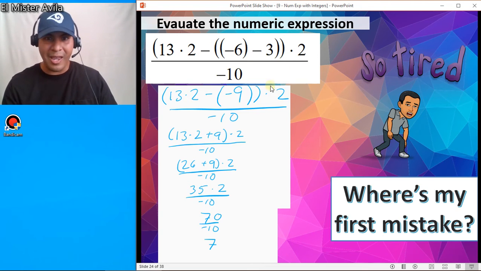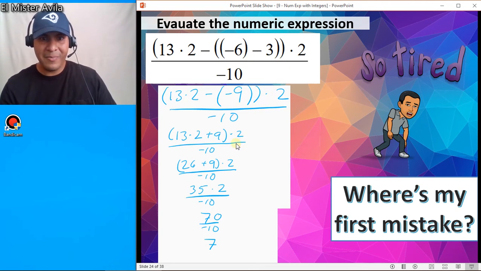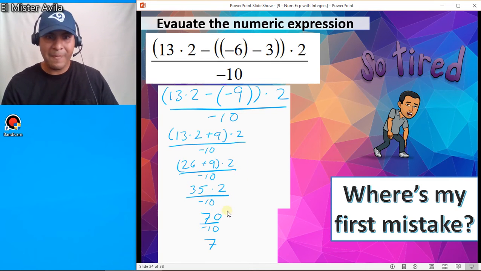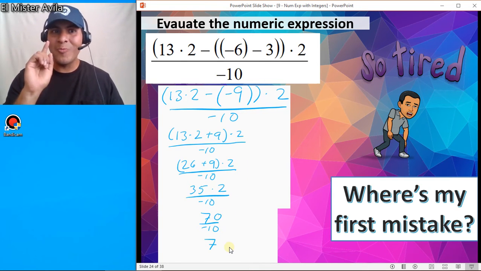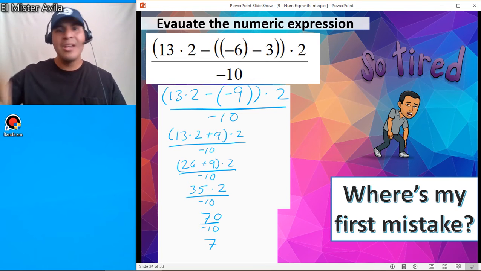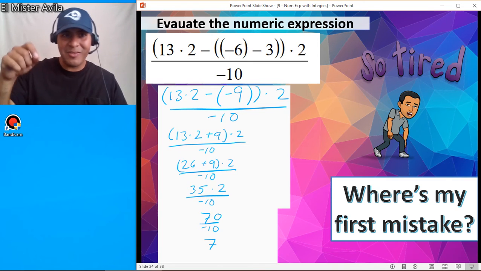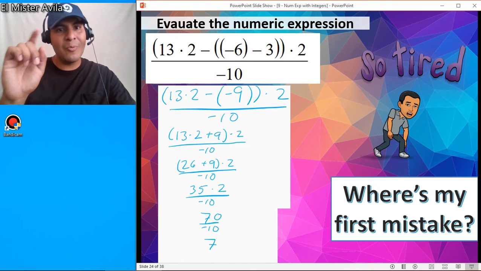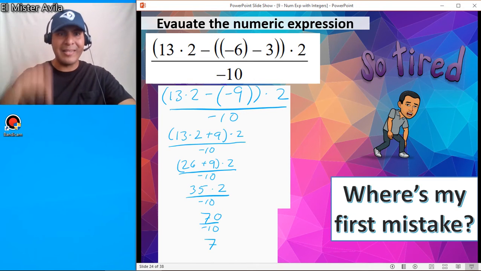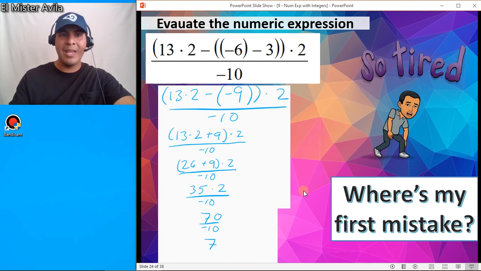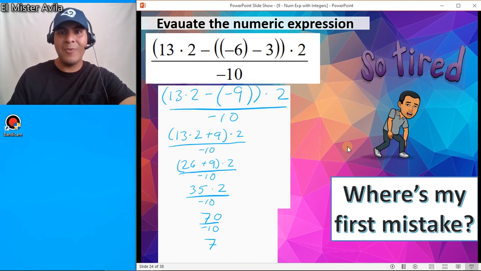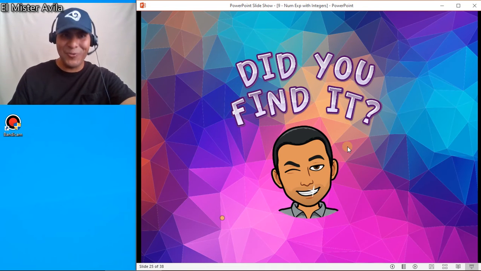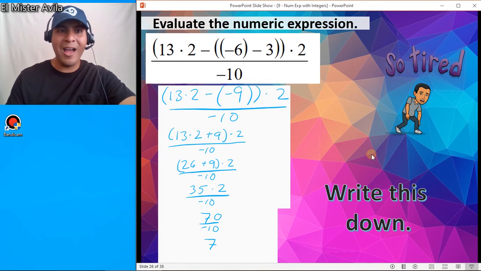So I want you to look through step by step and try to find in what spot did I make my first mistake. You should write this all down and then grade it. Find the mistake, cross out the spot where you think I went wrong, and then we'll see if you were right. Pause the video, write this down, find the mistake, and then we're moving on in 3, 2, and 1. Did you find it? Did you find my mistake? Hopefully you did. Our mistake happened right.